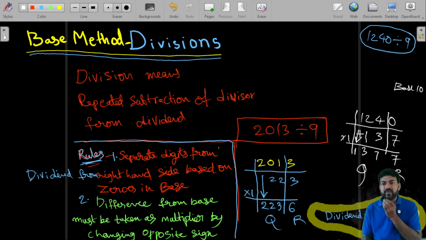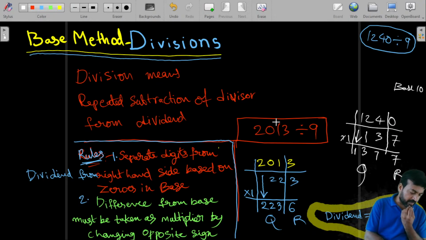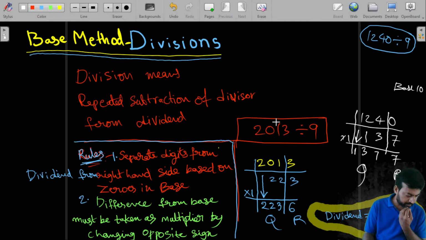If you have any doubt, you can check by using this method, or else you can do it in the general, conventional method. Divide 1240 by 9, which you have learned in your schools. You will get the same answer. Did you get this, everyone? Okay. Do one more problem.